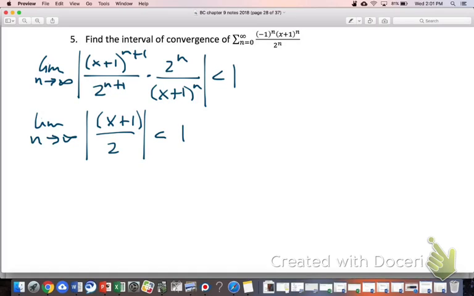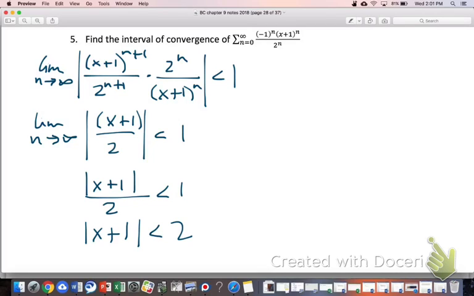You guys get that after you simplified? Okay. You guys notice that the limit as n goes to infinity doesn't really matter here? It doesn't apply to x. See, now I know what to do.